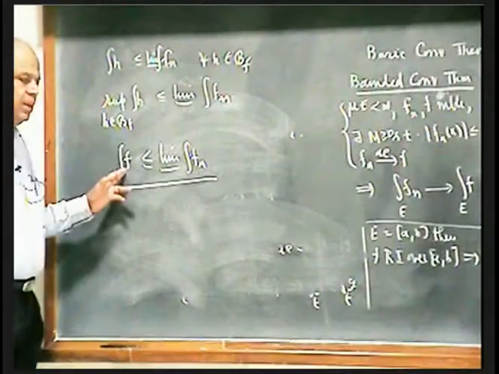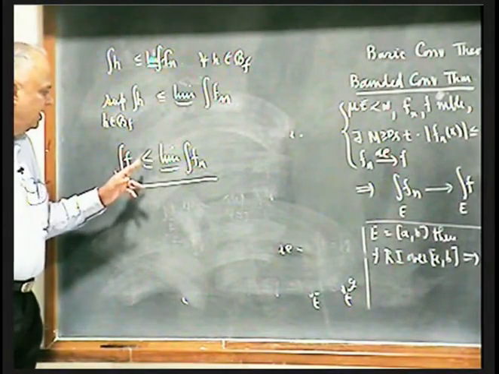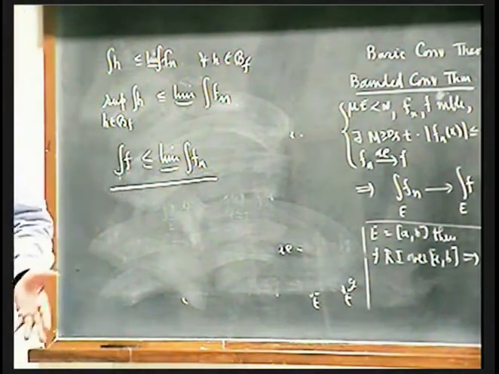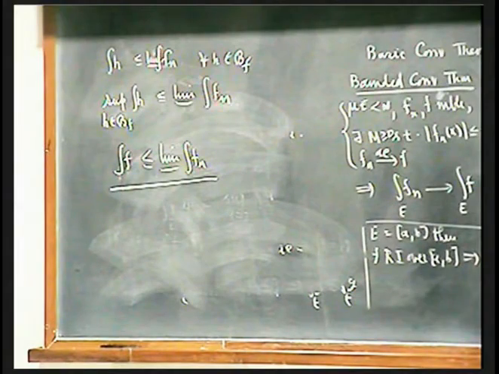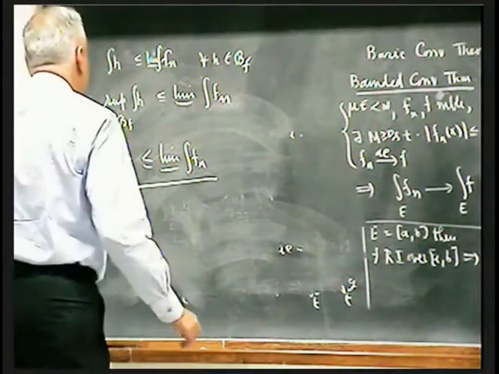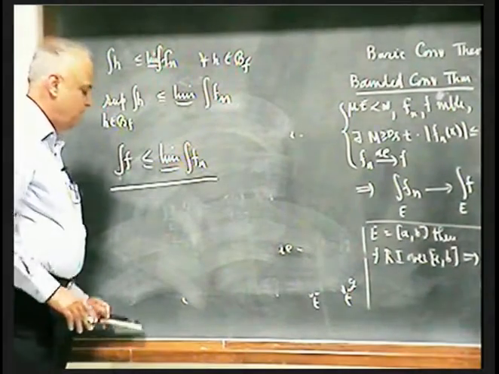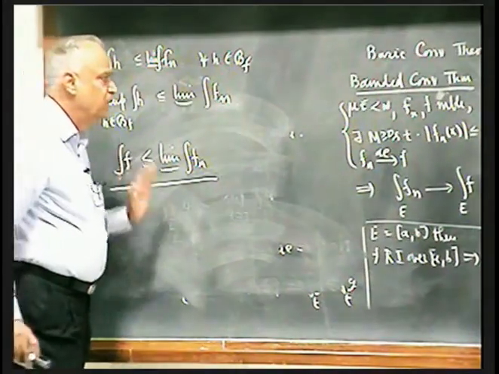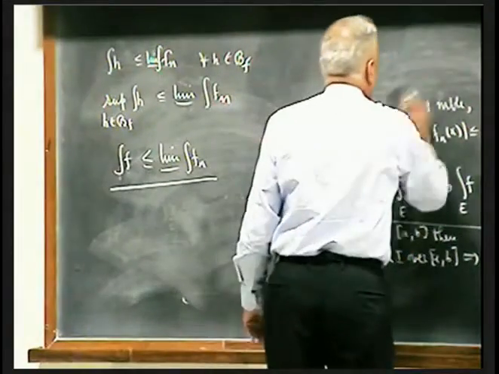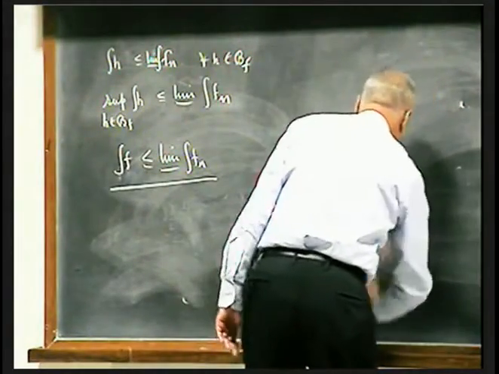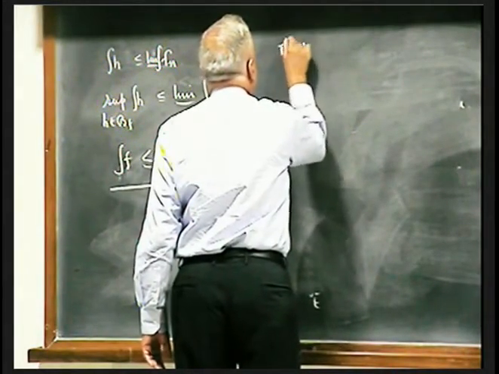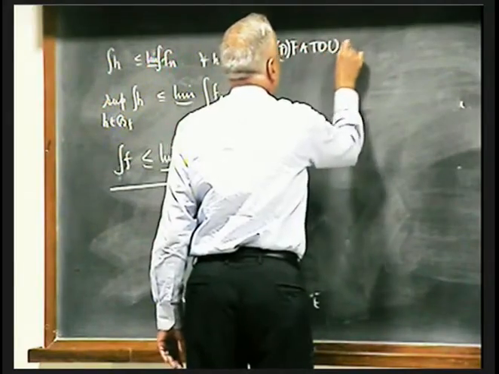So the integral of the limit is less than or equal to, because we don't even know whether the limit of the Fn exists, so at best we can say it is less than or equal to the lim inf of Fn. This is called Fatou's lemma. Okay. You can do it a little better than this, but I will use only this much. So this is called Fatou's lemma. That is the first convergence theorem about non-negative functions.